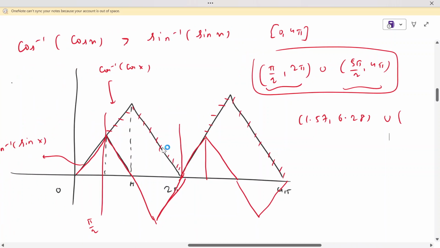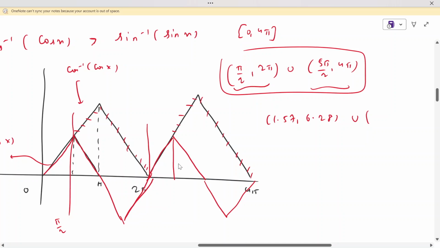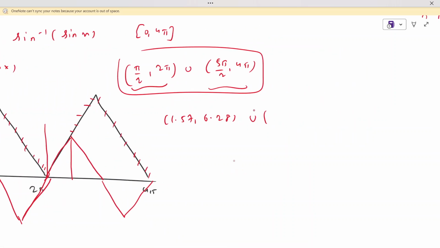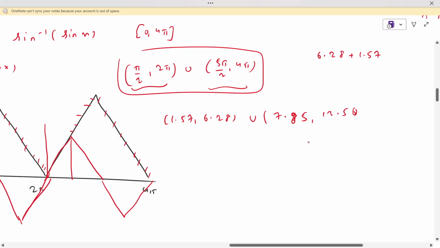So this question is 6.28 plus 1.57, that is what? 7 point how much? 9 something. Sorry, 8 something. And 4 pi is 12.56. So 2, 3, 4, 5, 6 from this part, and 8, 9, 10, 11, 12 from these parts. So 5 plus 5, that is 10, is the answer, right?